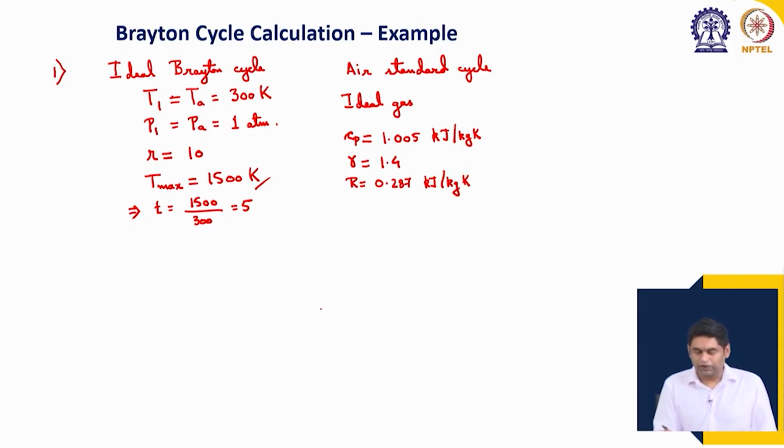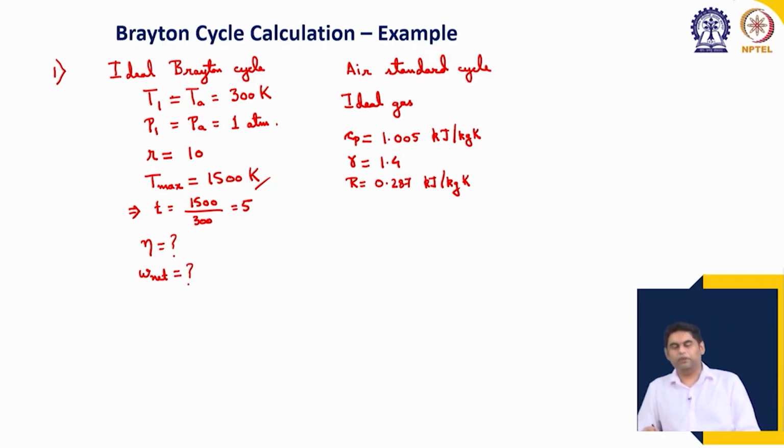So, now what do we want to find out? We want to find out the efficiency of this cycle or of this turbine and the net specific work output of this turbine. Efficiency of this turbine and net specific work output of this turbine. So, how do we proceed?